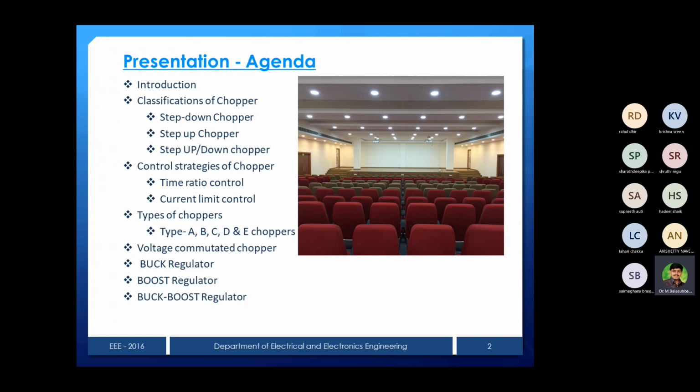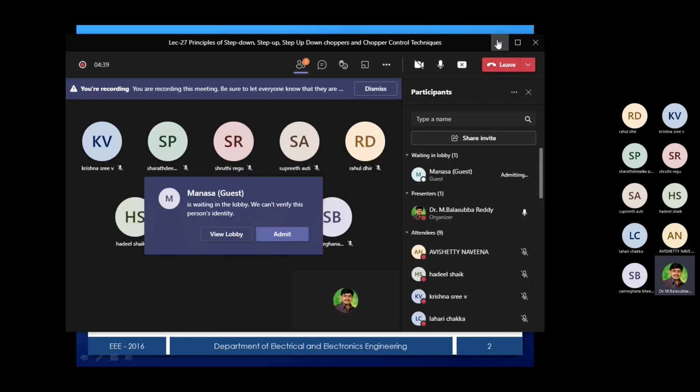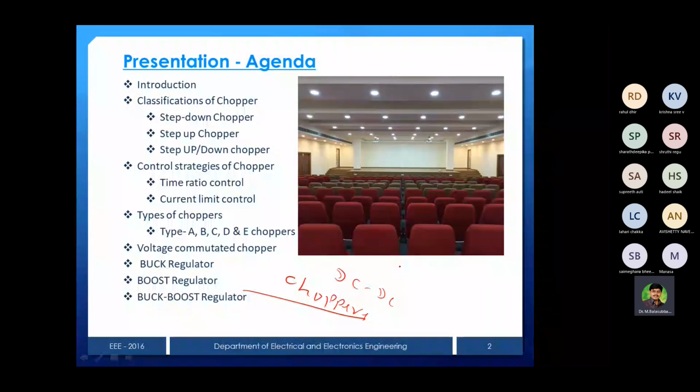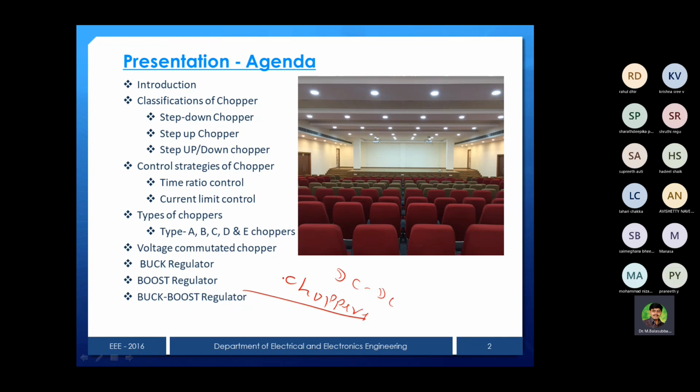There are two halves in this unit. The first half is related to DC to DC. DC to DC is also called choppers. That is DC to DC, meaning fixed DC to variable DC. So if you give input as a fixed DC, you can get it as a variable DC. So wherever we require a variable DC, like DC drives and all, we can use it.